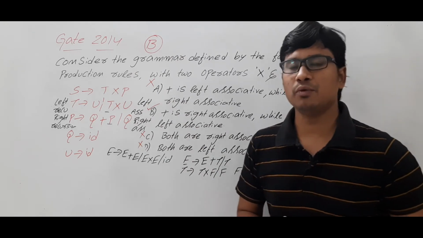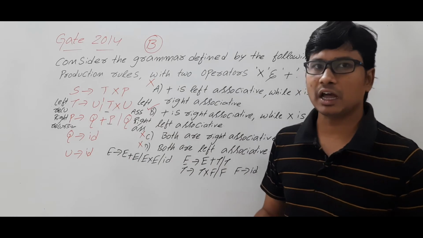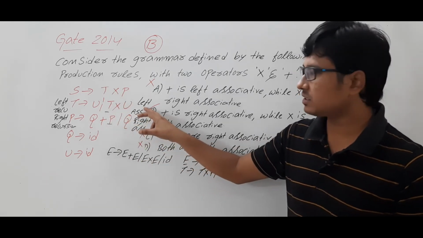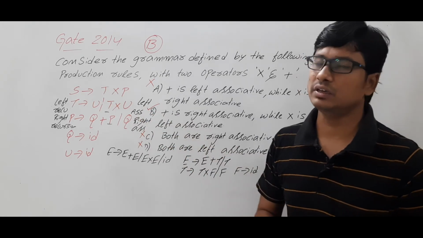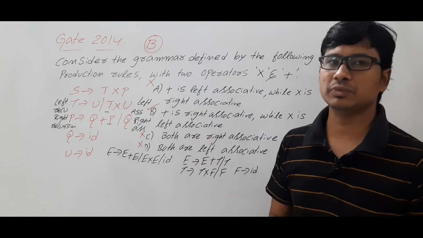I hope you have understood what is left associative and right associative, and how, from a given grammar, from the productions, we can find whether the operators are left associative or right associative. If you still have any doubts related to this question, feel free to ask me in the comment section.